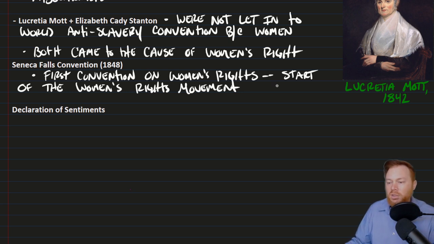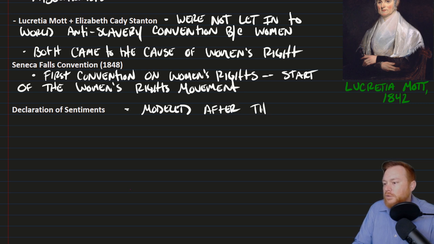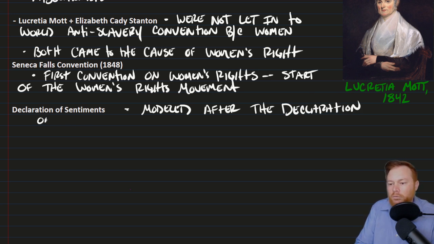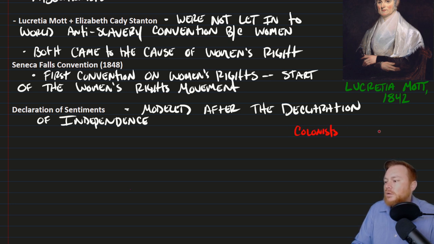And at that convention, they discussed all the ways in which women were discriminated against in American society. They drafted a document called the Declaration of Sentiments. This was a document that was modeled after the Declaration of Independence. So it was very similar to what Thomas Jefferson had written in 1776. And so remember in that document, it was essentially the colonists and the British king.